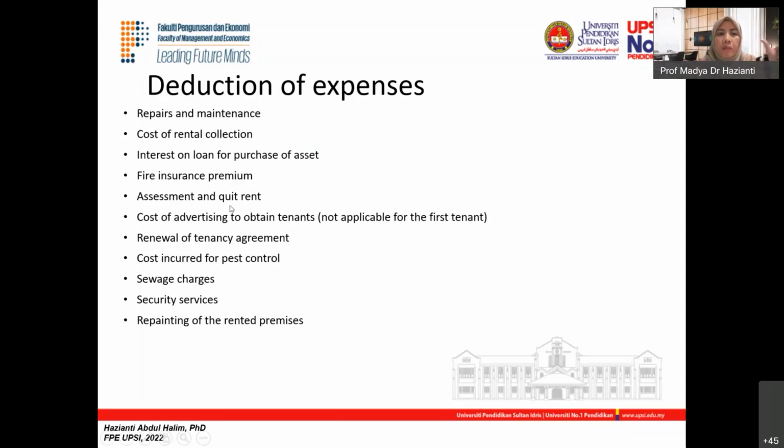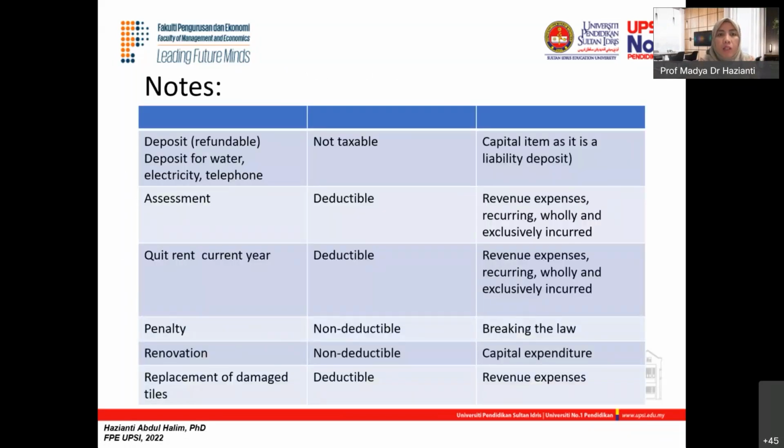Fire insurance premium, assessment and quit rent, cost of advertising to obtain tenants, not applicable for the first tenant. First time buka iklan tak boleh tolak expenses. But habis tenant pertama keluar, kita iklan pula untuk tenant kedua. Yang tu boleh tolak as expenses. Renewal of tenancy agreement, sewage charges, security services, repainting, cost incurred for pest control. So ini semua boleh tolak.